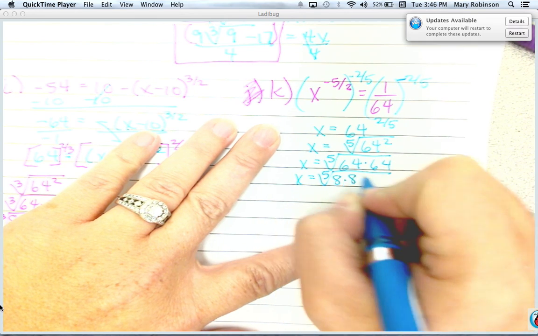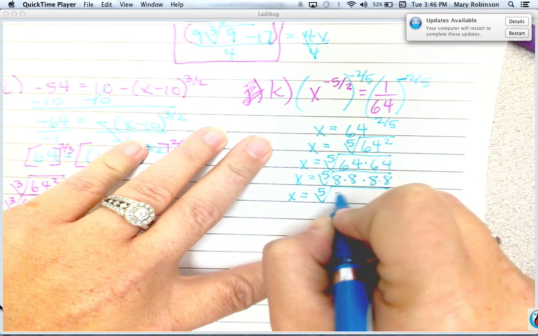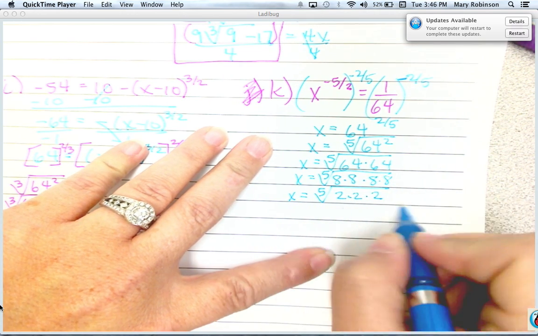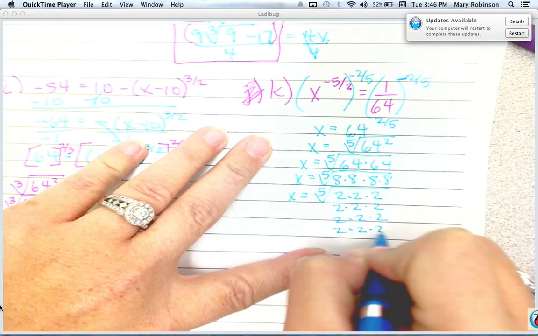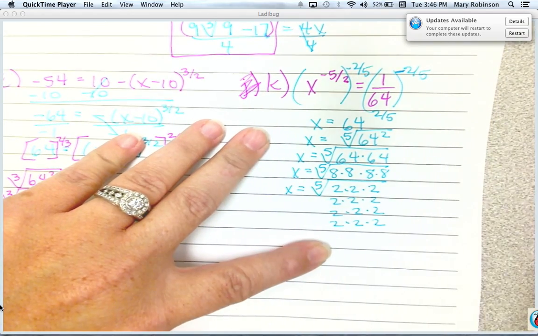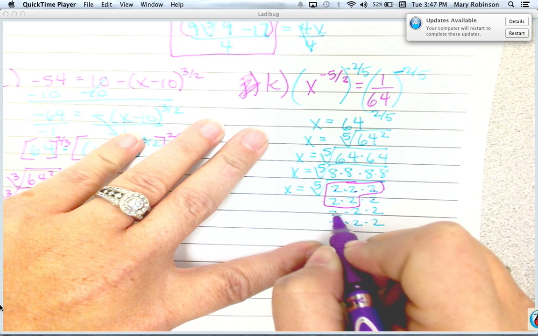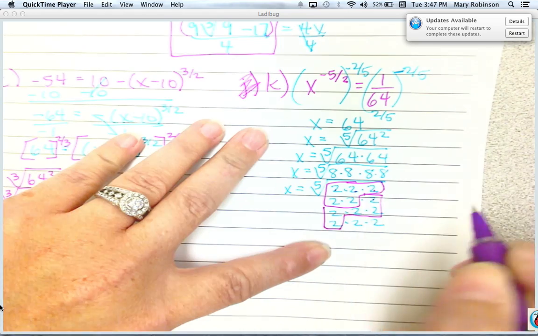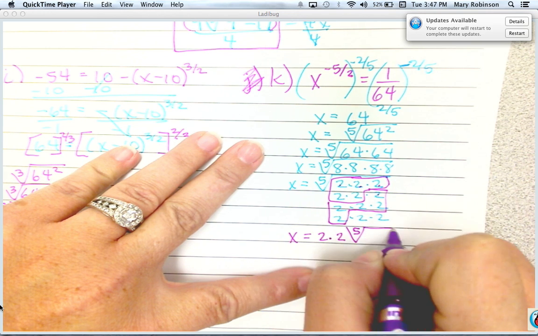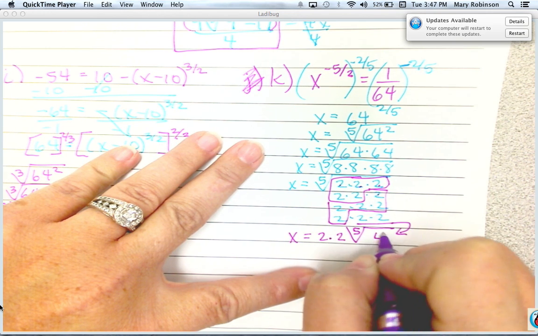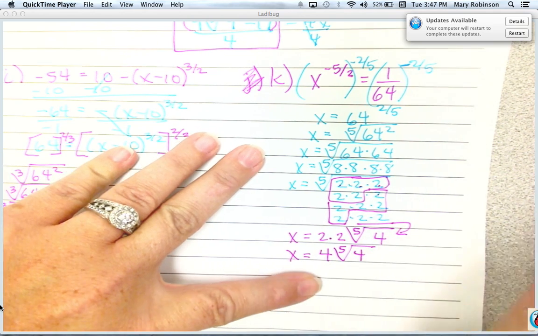That's going to be 8 times 8, which is 64, times another 8 times 8. And each 8 is 3 2's. Okay? But this time, it's 5th root. So 1, 2, 3, 4, 5. And then 1, 2, 3, 4, 5. So you've got 2 groups. So a 2 comes out, another 2 comes out, and you're left with the 5th root of 2 times 2, which is 4. So that would be 2 times 2, which is 4, 5th root of 4.